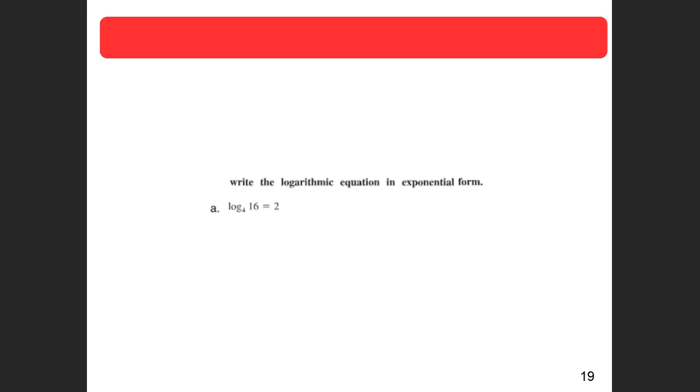4 squared is equal to 16. I agree. Now, I'd say there's probably like 8 to 10 questions here. And then there's like 4 here, and then after that, it says write the exponent in logarithmic form.